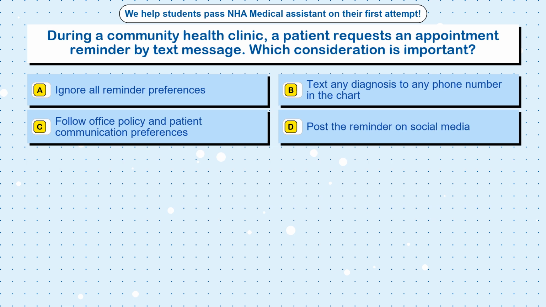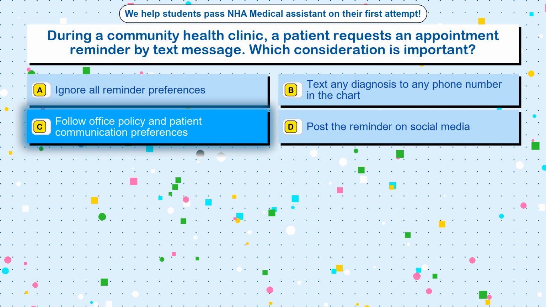Question 16. During a community health clinic, a patient requests an appointment reminder by text message. Which consideration is important? Option A, ignore all reminder preferences. Option B, text any diagnosis to any phone number in the chart. Option C, follow office policy and patient communication preferences. Option D, post the reminder on social media.